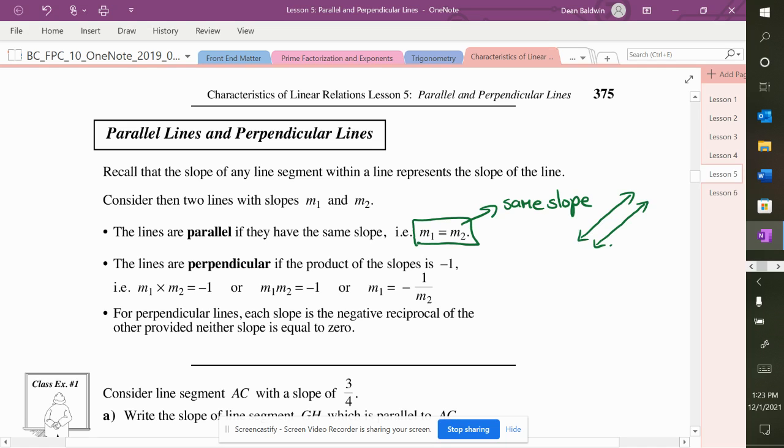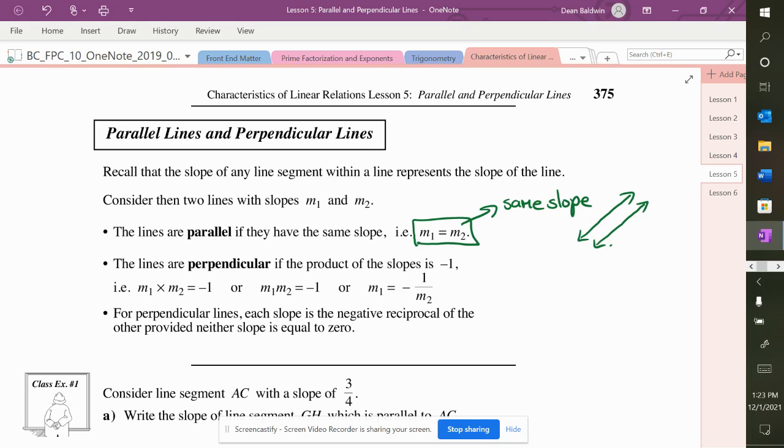Perpendicular lines. Now this is the mathematical definition of a perpendicular line. The product of the slopes is -1. What the heck does that mean? It means if you multiply the slopes, you get -1.